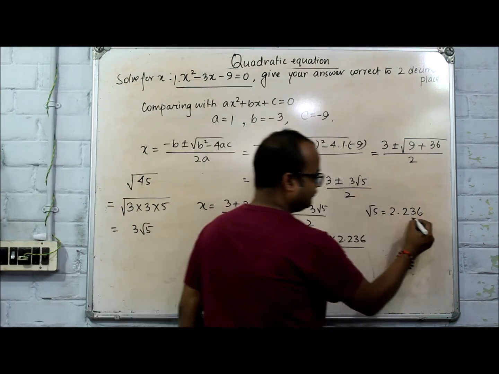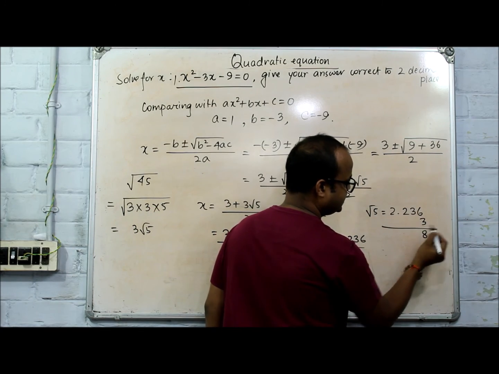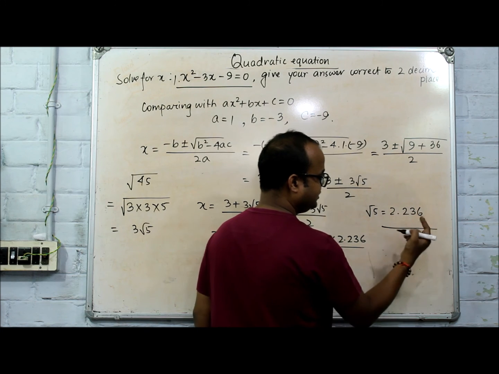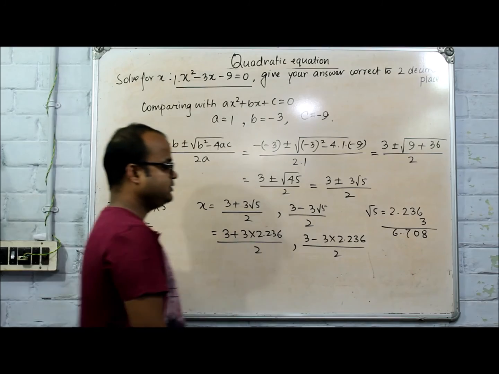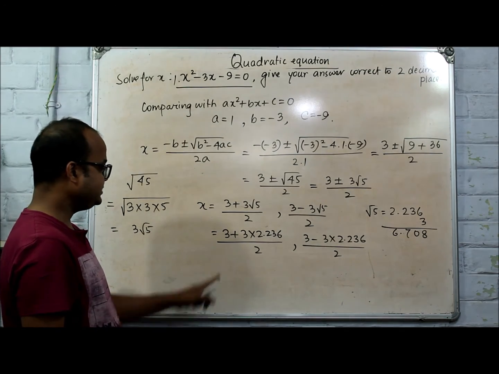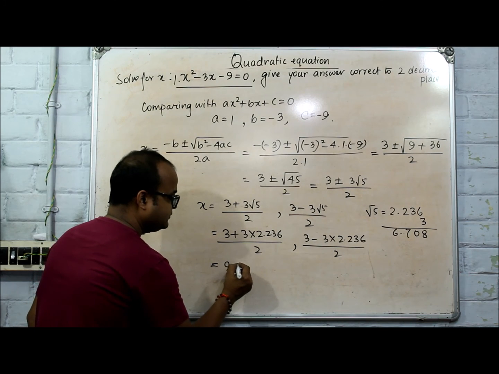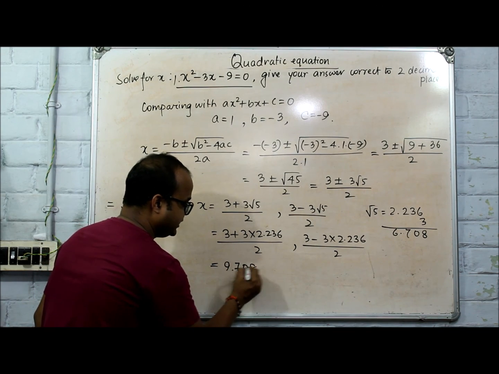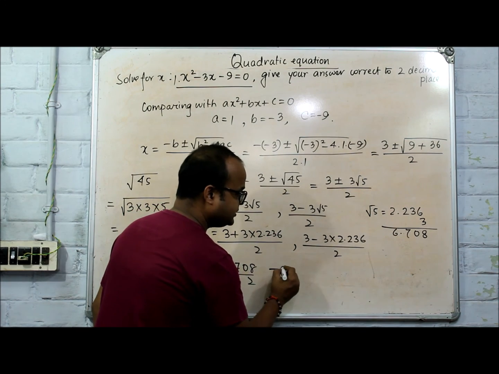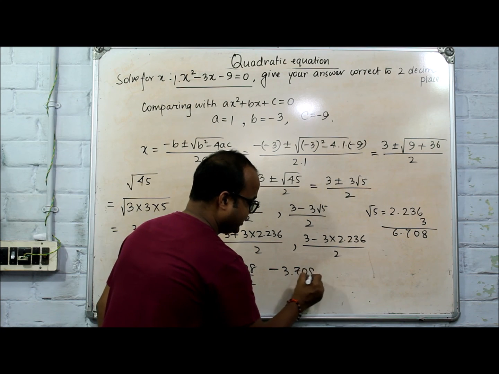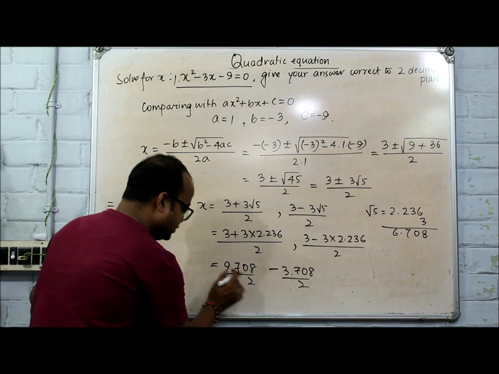Now I am showing one calculation. You need to multiply with 3. If you multiply with 3, 3 6 is 18, 3 3 is 9, 1 10, 1 3 2 is 6, 1 7, so 6.708 plus 3, that means you will get 9.708 by 2, and you need to subtract 3, so you will get minus 3.708 by 2.